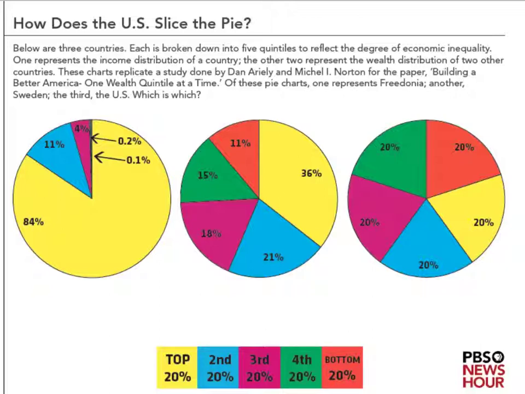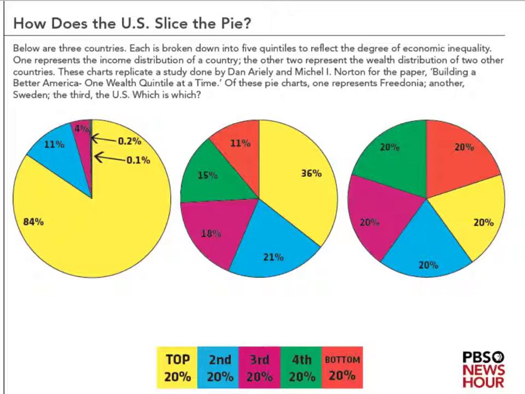So here, these pie charts represent, there's a mistake in this description. The reason why this is different is that these pies represent the wealth of different countries and how the wealth is divided up. Whereas earlier we were looking at the income in quintiles.